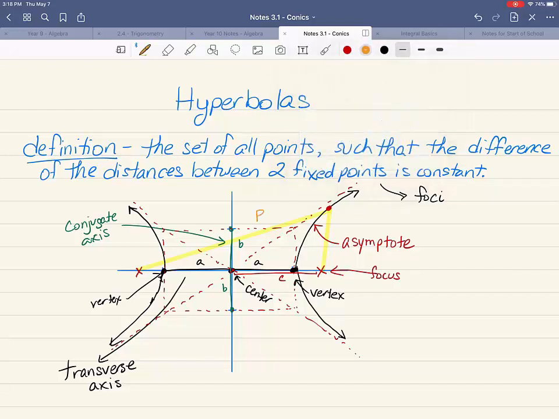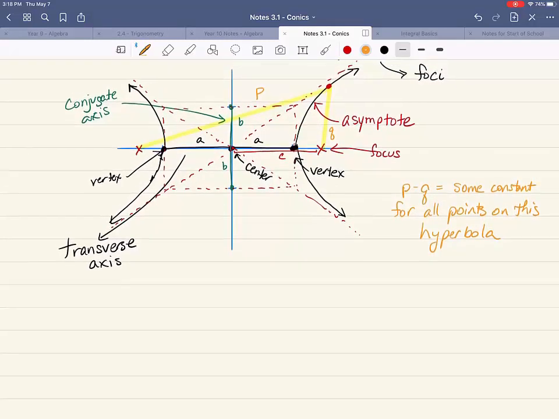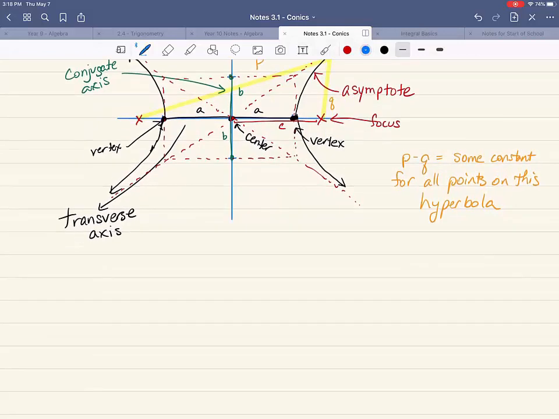If I called this P and I called this one Q, P minus Q will be some constant for all points on this hyperbola. So if I picked a different place on the hyperbola and I measured P and I measured Q from that point to each focus and subtracted, I would get the same answer as I would in this case. So that is the setup of a hyperbola. Those are the important features. So now let's talk about the formulas for the hyperbola.